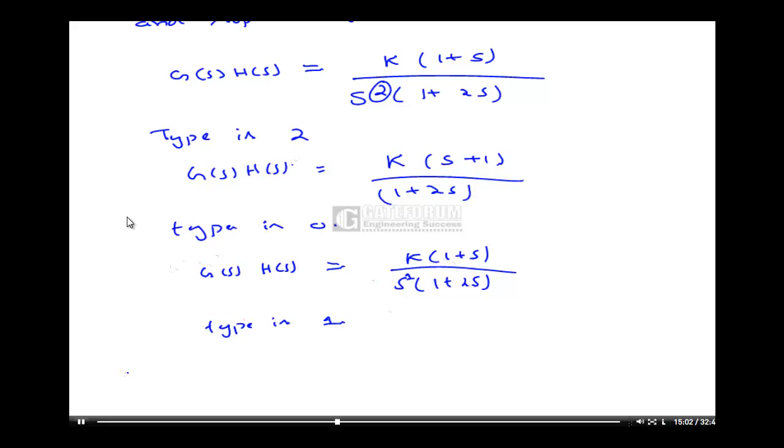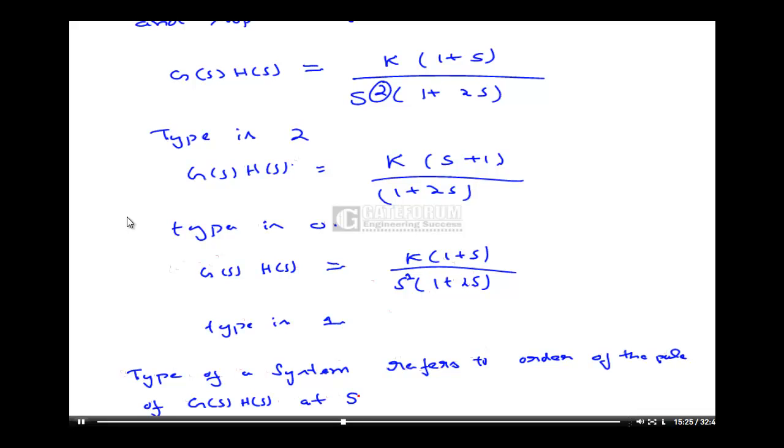So I can write: the type of a system refers to the order of the pole of G(s)H(s) at s equal to 0. All are at s equal to 0 only. Here 2, here 0, here 1. Okay, 2, 0 and 1. So depending on that, the type is defined. Okay, so this is the type.